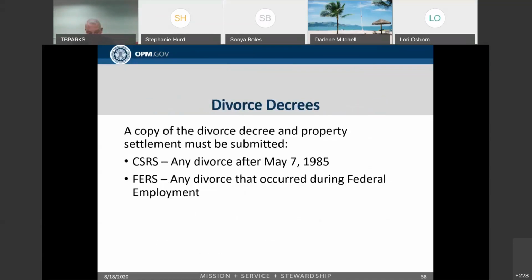For divorce decrees, this is a major delay with processing death claims. We commonly have to develop for divorce decrees and property settlements after the death package has been received in our office. A certified copy of the divorce decree and property settlement agreement is required for CSRS for any divorce that occurred after May 7th, 1985, and is preferred, or required, if the divorce occurred during federal employment.